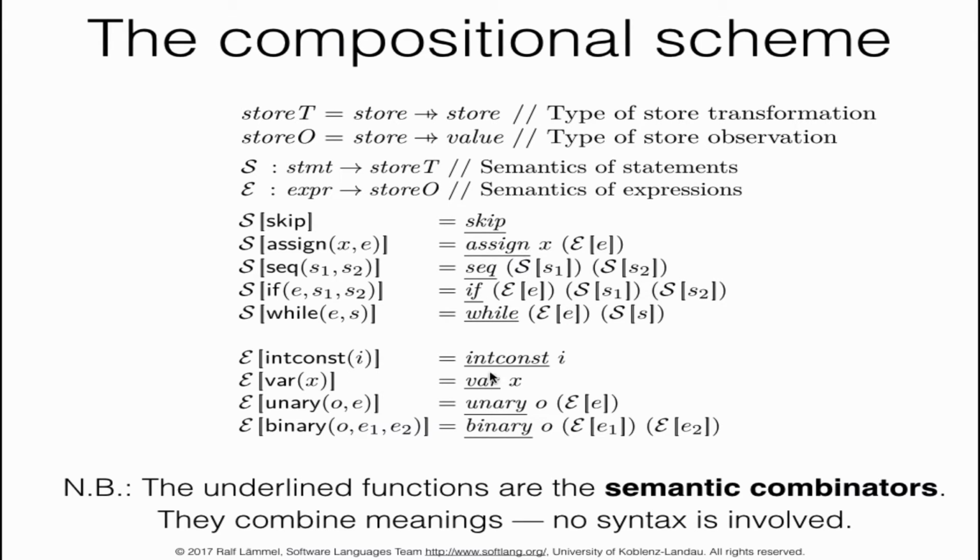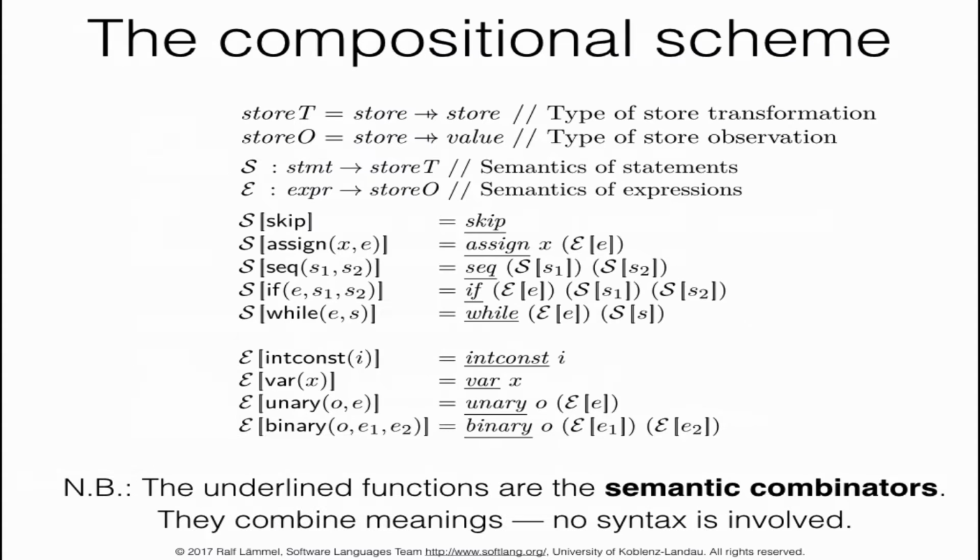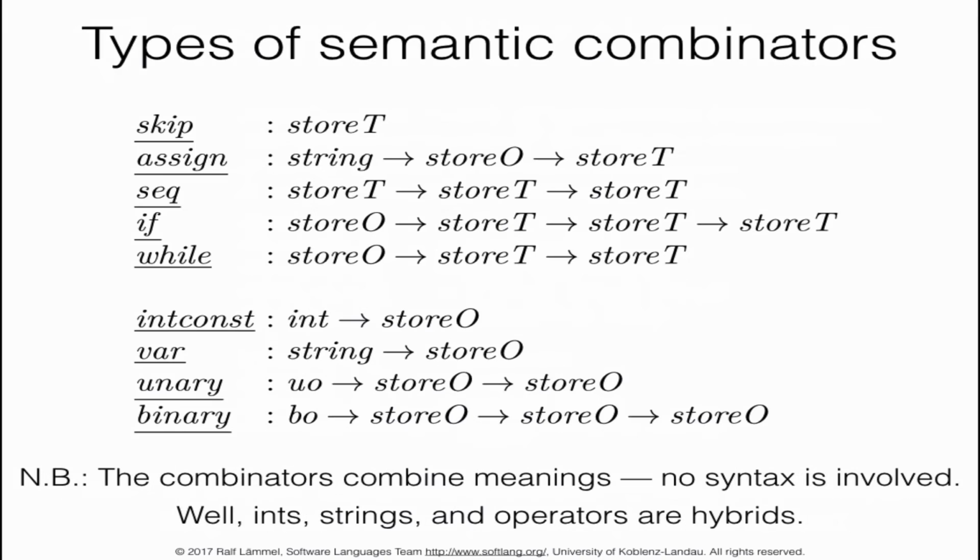So basically these semantic combinators only see meanings. They don't see any syntax anymore. All right, so just for clarity, these are obviously the types of the semantic combinators involved. I mean, these types just follow directly from what we have seen here. So for example, skip. Skip is the combinator for an empty statement. It's just a trivial store transformer, presumably.